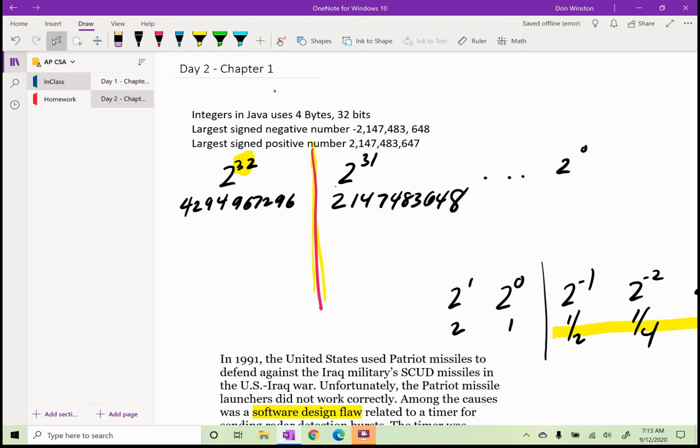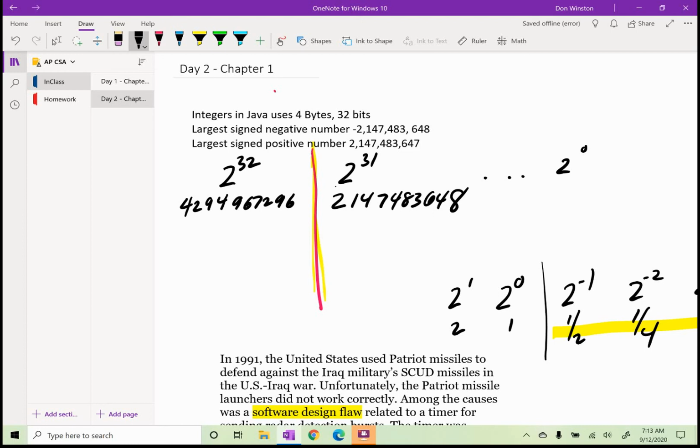But I did want to go over something with you that isn't covered in the reading, but it certainly pertains to what's in the reading, and we'll come across this again a little later in the course. It's stuff you would probably see on the AP CSA exam, and it's important if you're going to go into this field and be a programmer. But here we go. Integers in Java use 4 bytes, 32 bits. Now, they can be represented as positive or negative numbers.